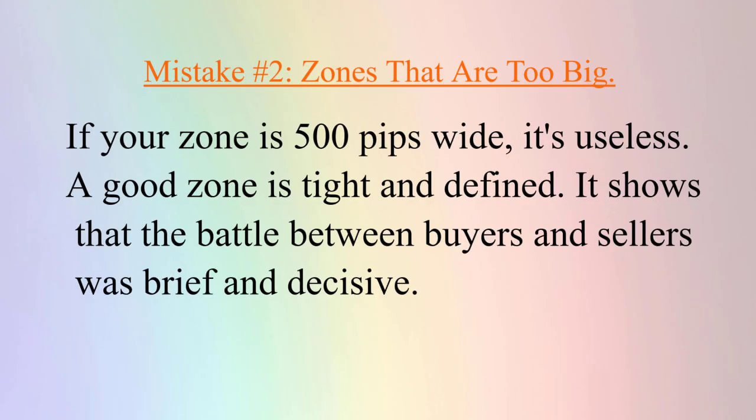Mistake number 2. Zones that are too big. If your zone is 500 pips wide, it's useless. A good zone is tight and defined. It shows that the battle between buyers and sellers was brief and decisive.